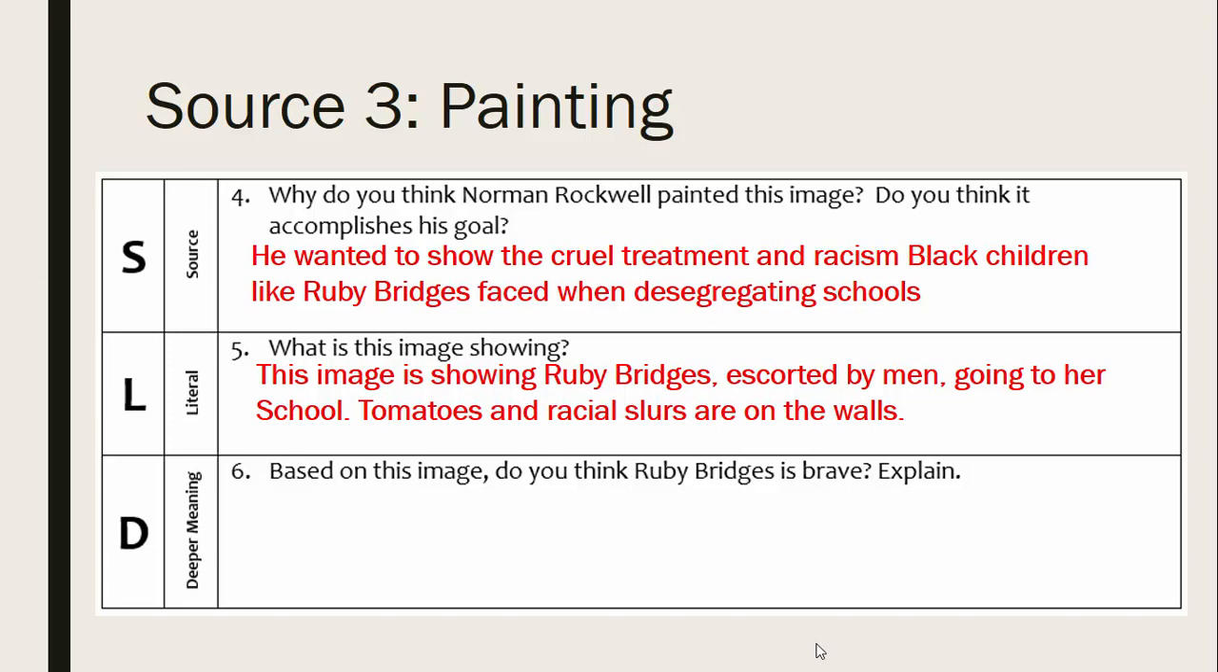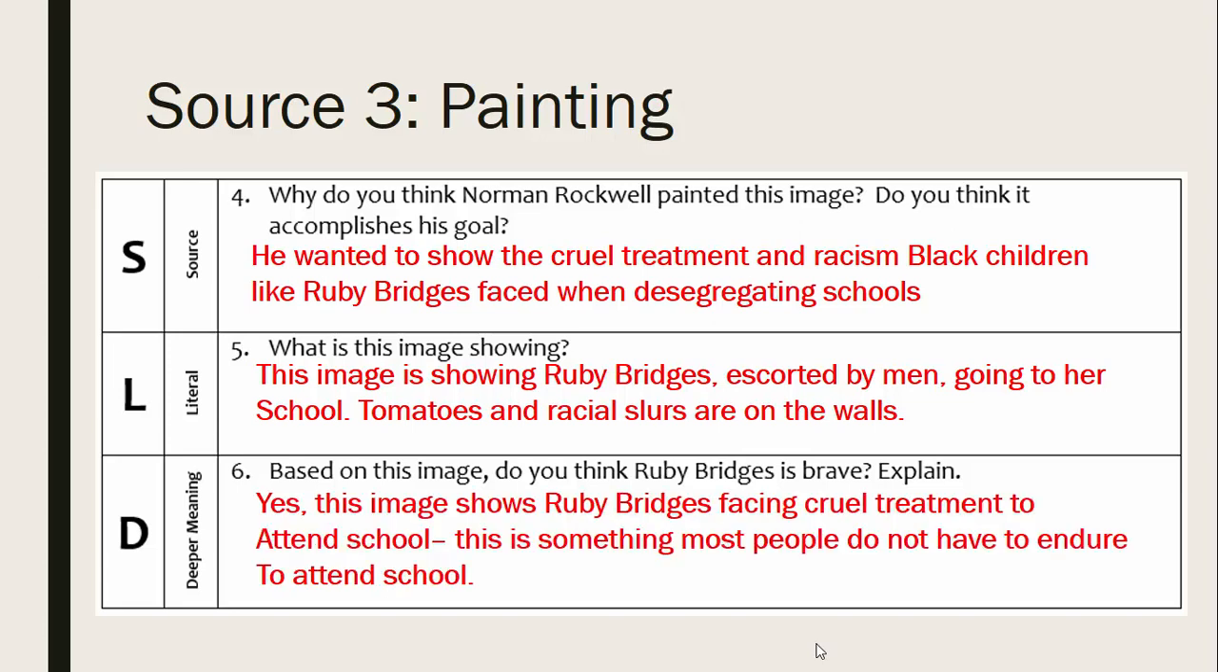So literally, what is this image showing? It's showing Ruby Bridges escorted by men who are from the National Guard, bringing her to school. Tomatoes and racial slurs are shown on the walls. And then based on this image, do you think that Ruby Bridges is brave? I put yes. This image shows Ruby Bridges facing cruel treatment to attend school. This is something that most people do not have to endure just to go to school.